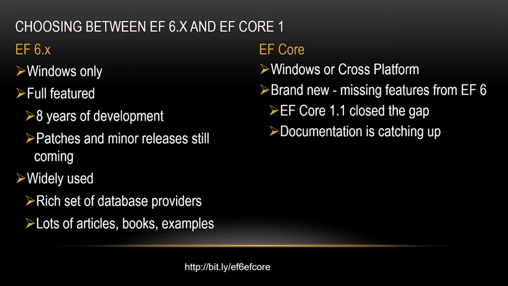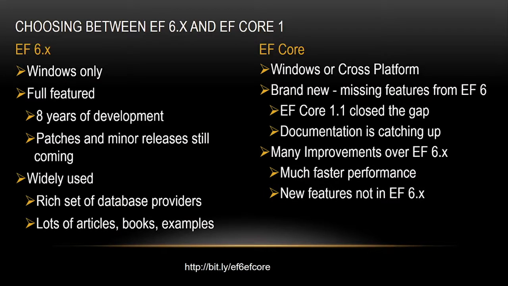It is brand new. It's missing not a lot of features anymore, but missing some features from EF6. And if it's missing one of those features that's an absolute deal breaker for you, then you're going to have to stick with EF6 on Windows. Now, EF Core 1.1 significantly closed the gap between EF6 and EF Core, and a lot of those features are what I want to talk about today in this class. And the documentation is catching up. Some of it's a little rough around the edges, not a lot of examples out there, but there's enough that you can keep moving forward.